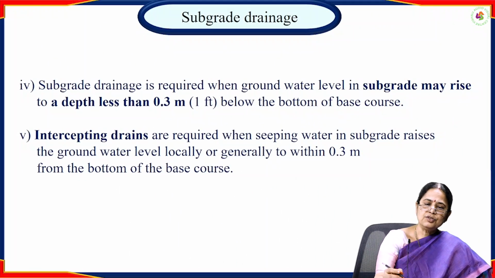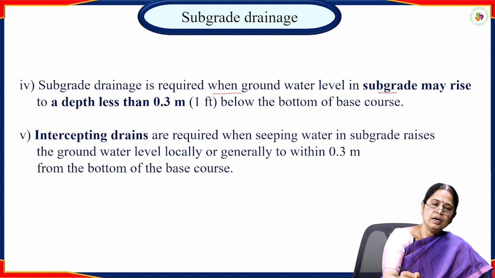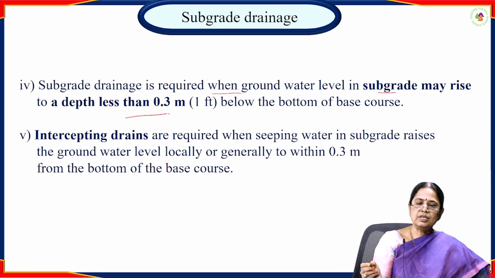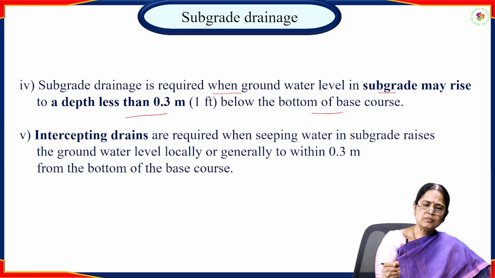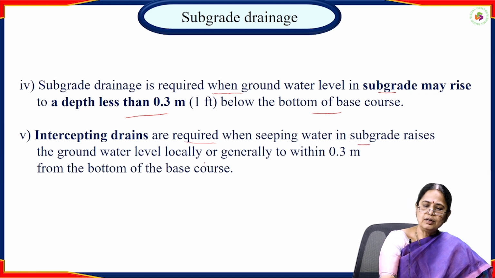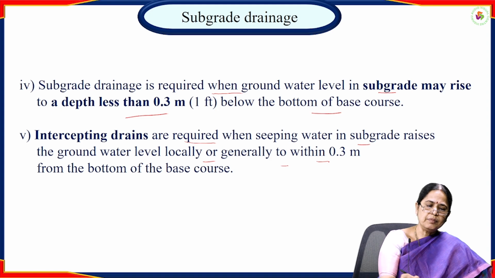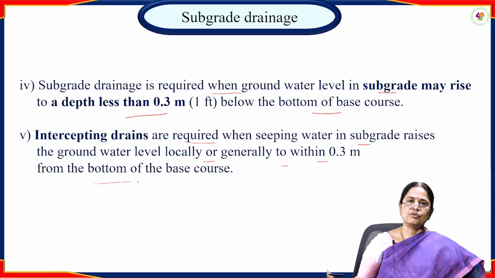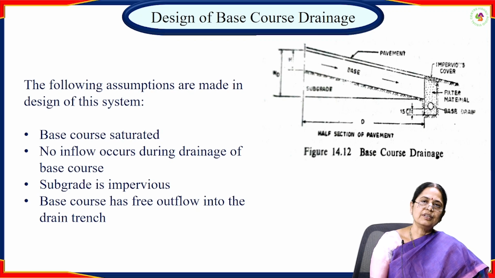Subgrade drainage is also required when the groundwater level in the subgrade may be raised to a depth less than 0.3 meters below the bottom of the base course. Intercepting drains are required when the seeping water in the subgrade raises the ground level locally and generally to within 0.3 meters from the bottom of the base course. Now, we are going to see the design of base course drainage.